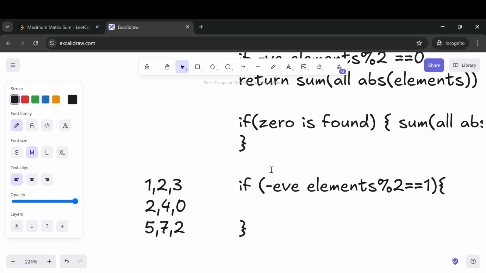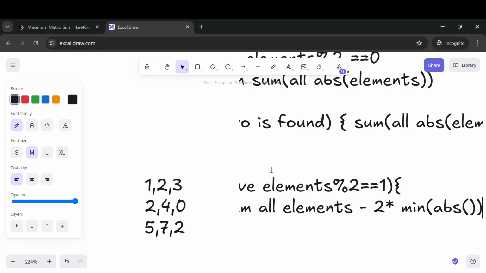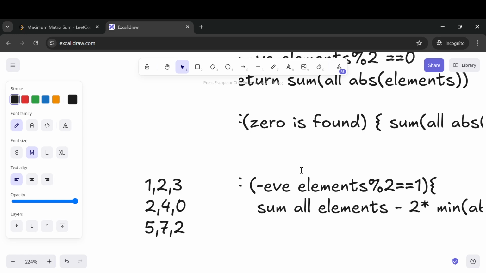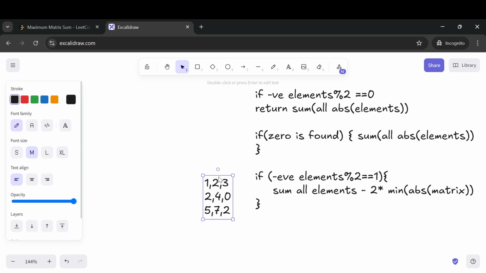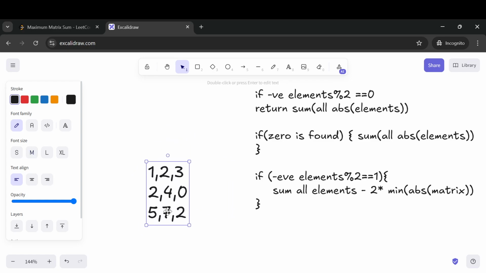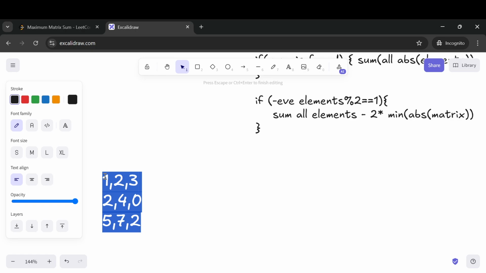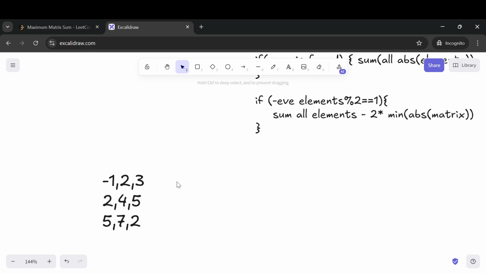The solution would be the summation of all elements minus 2 times the minimum absolute value present in the matrix. And let me come into what it actually means. So let's say you do the computation. Let me draw it in a new space over here. Okay, let's say you shift the negative sign to the minimum element present over here.